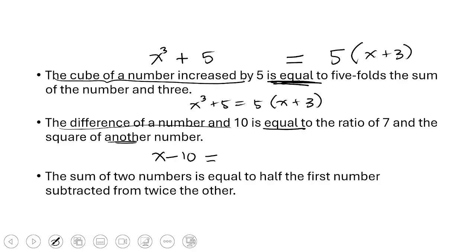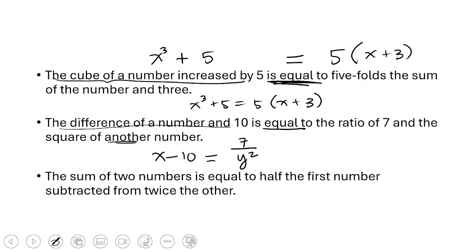And this should be equal to the ratio. If we say ratio, we mean division. What are we dividing? 7 and the square of another number. So I will do 7 over the square of another number. So I'll do y squared.